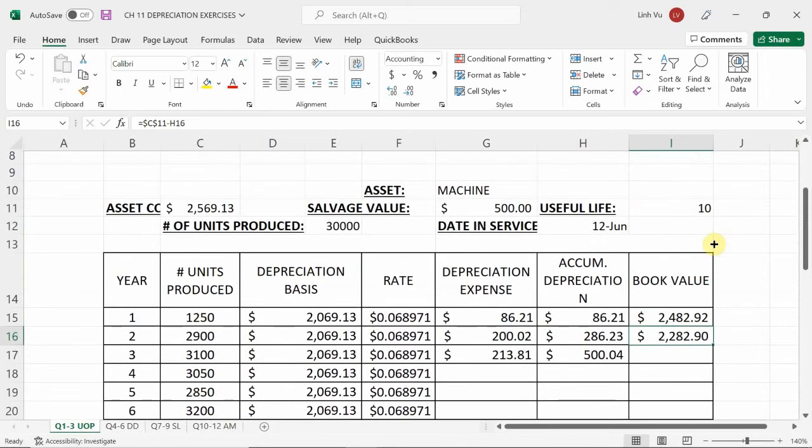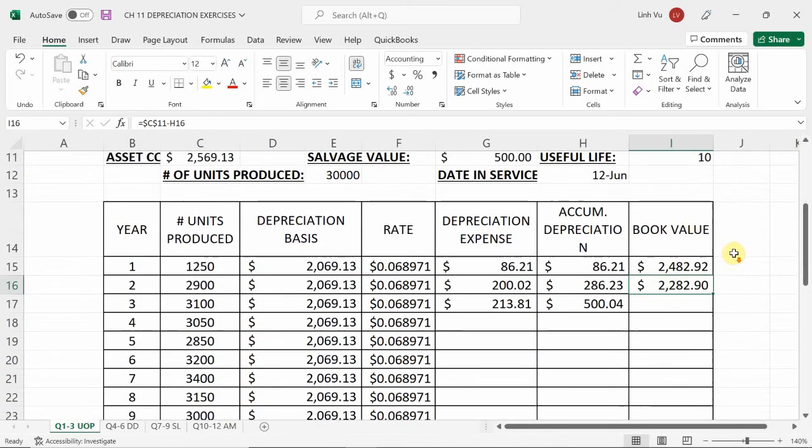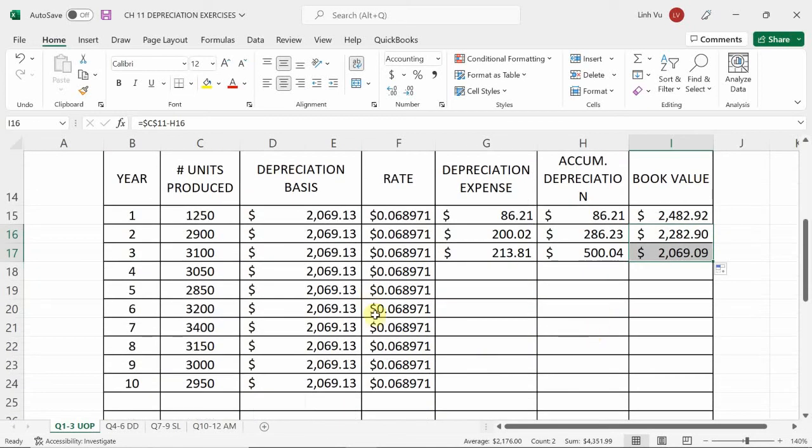Okay, I can see now. 2,069 and 9 cents. Good. Okay. Keep going. If year 4 I produce 3,050 units, how much is my depreciation expense?